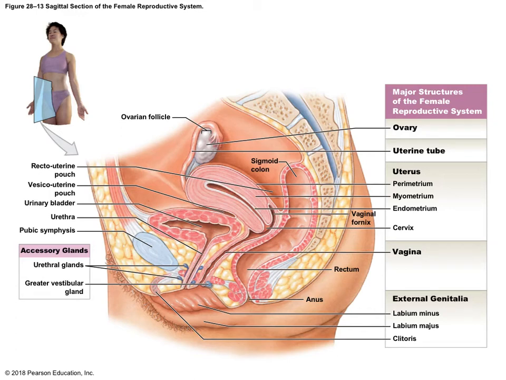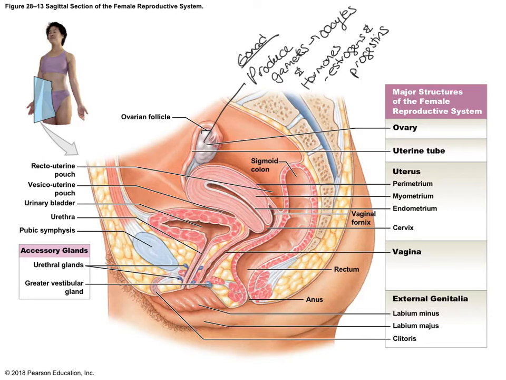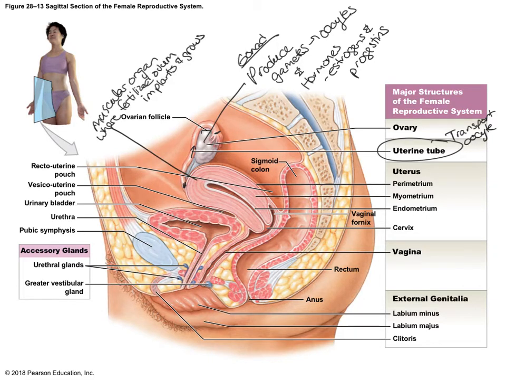The female reproductive system includes several structures, including the ovaries and the uterus. The ovaries are the gonads that produce oocytes, and then hormones like estrogens and progestins. The uterine tubes extend from the uterus to the ovaries, and the uterine tubes transport the oocytes to the uterus every month. The uterus is a muscular organ where fertilized ovum implant and grow.